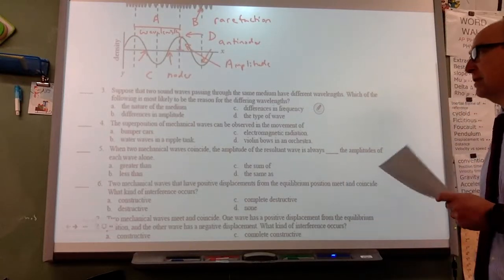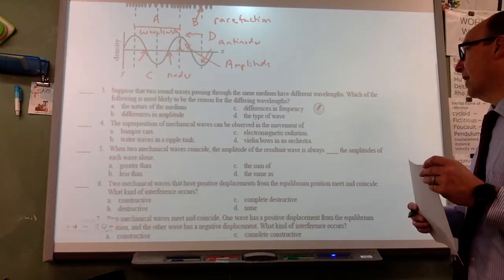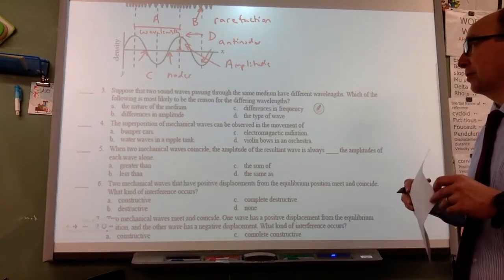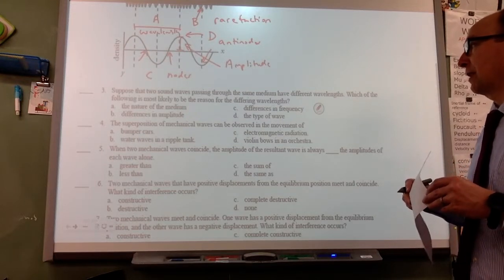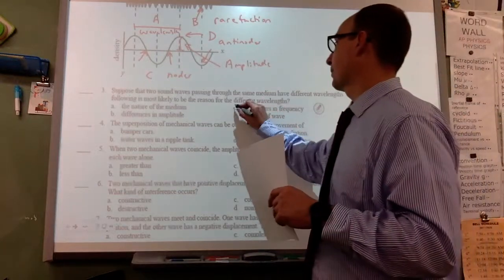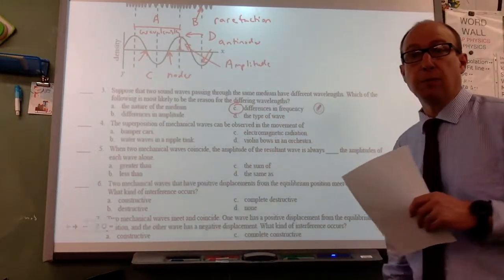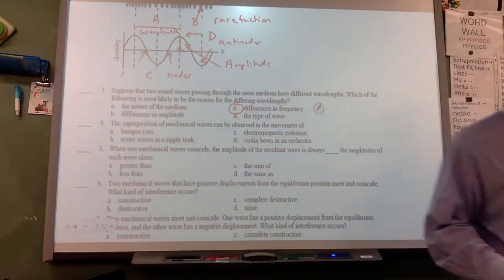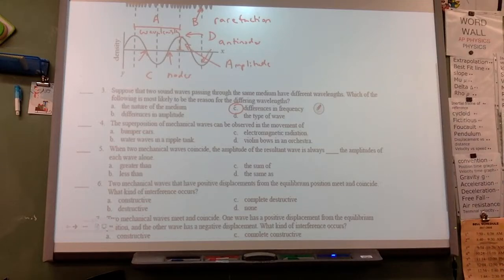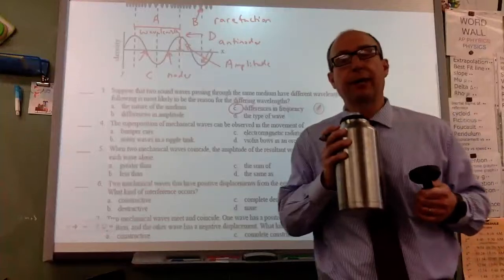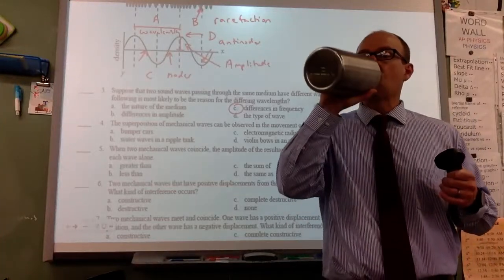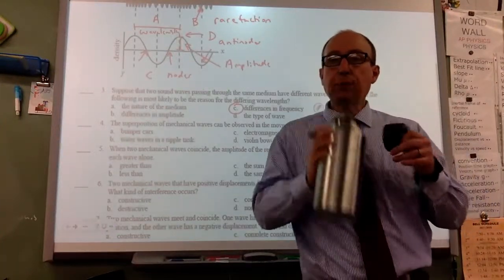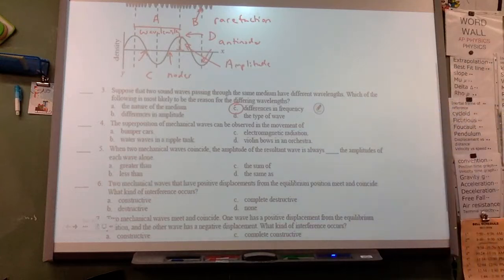Suppose that two sound waves passing through the same medium have different wavelengths. Which of the following is most likely to be the reason for differing wavelengths? Frequency would be why they have different wavelengths. So frequency is inversely related to wavelength. Different amplitudes can absolutely have the same wavelength.